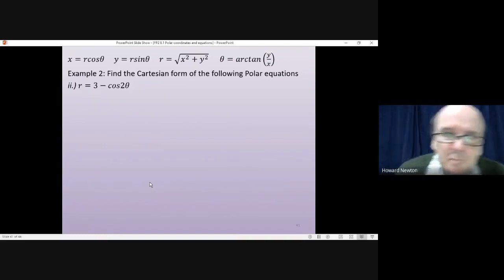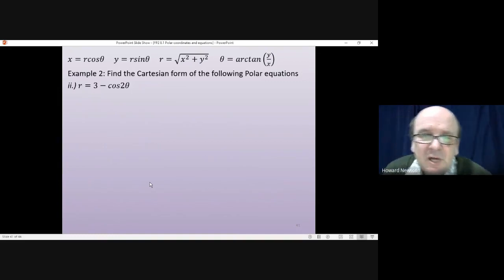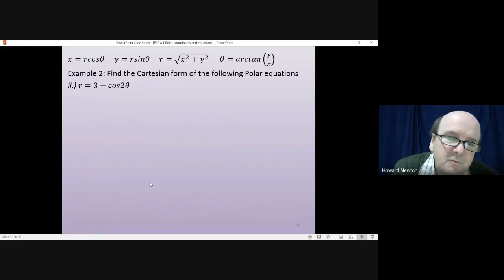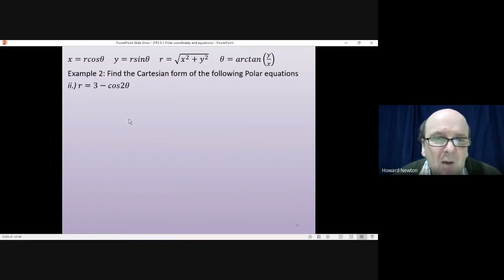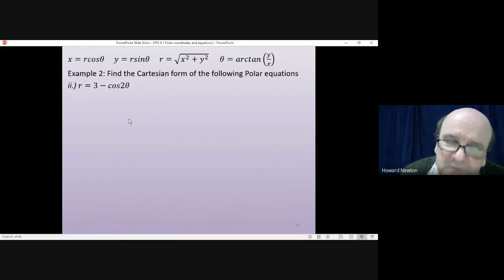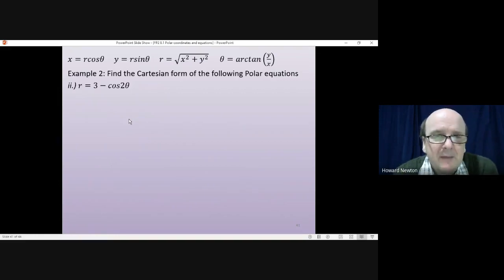Okay, question 2. Again, we're converting to Cartesian form, and we've got the polar equation r equals 3 minus cos 2 theta. Now that 2 theta is a problem. We are wanting to, well, no, I'll let you try and work out what we need to do. So see if you can move forward yourself, pause the video, and then come back to me when you're ready.